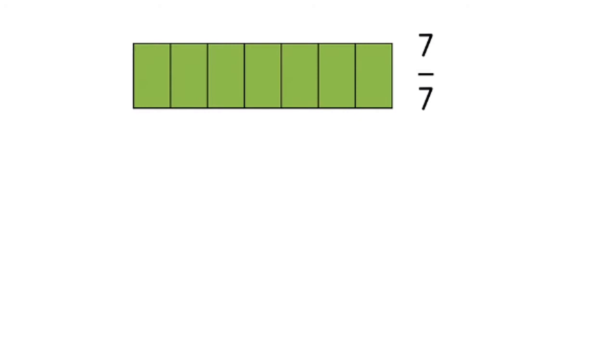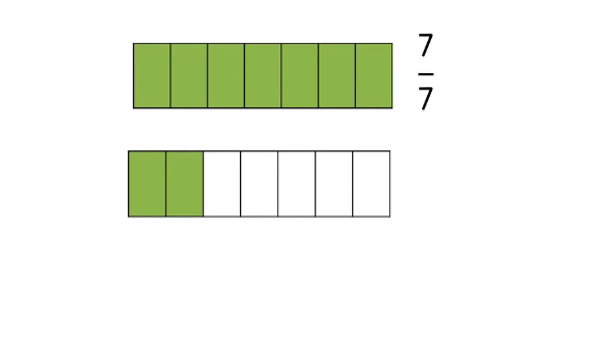Okay, Year 5, so what we're going to look at today is fractions greater than 1. Those are fractions where the numerator is greater than the denominator. So we have a fraction here displayed. We have 7 equal pieces and 7 are shaded. So we have 7 sevenths. When the numerator and the denominator are the same, that's the same as 1 or 1 whole.